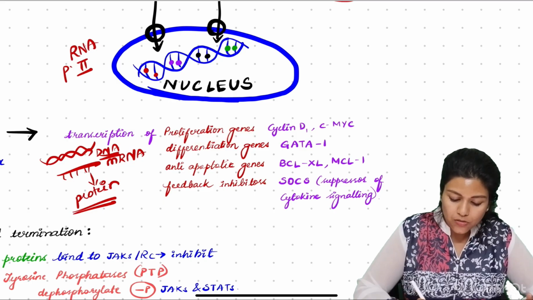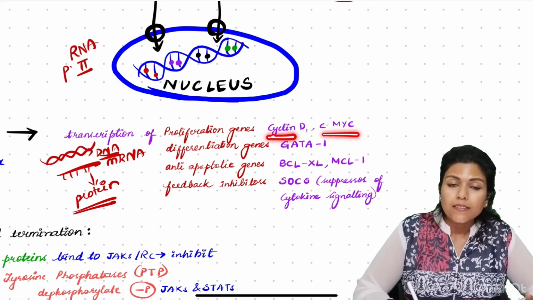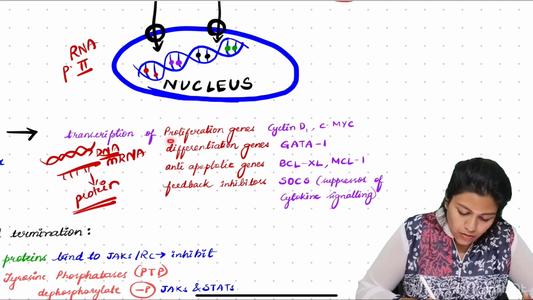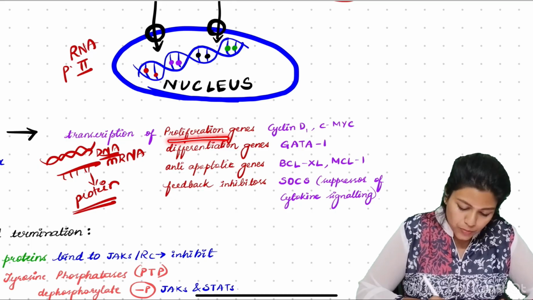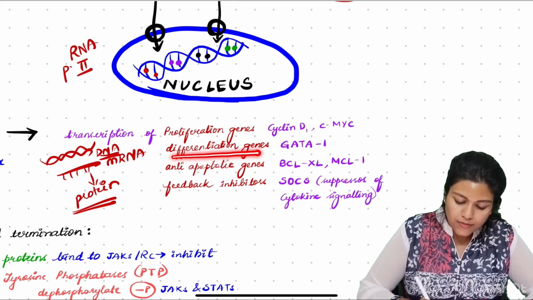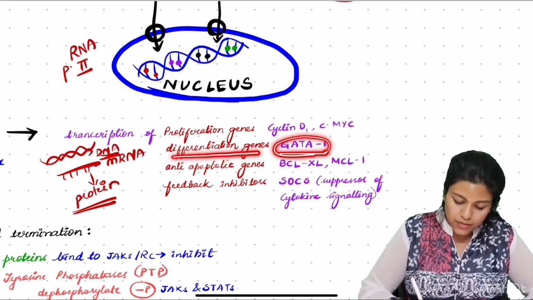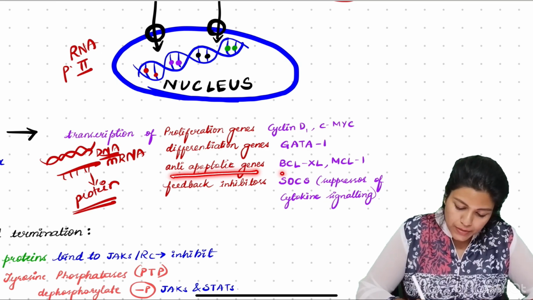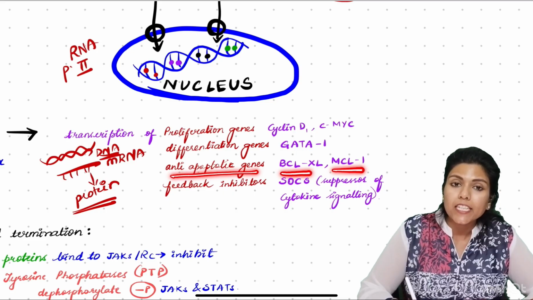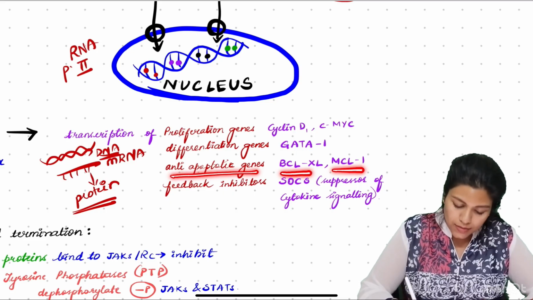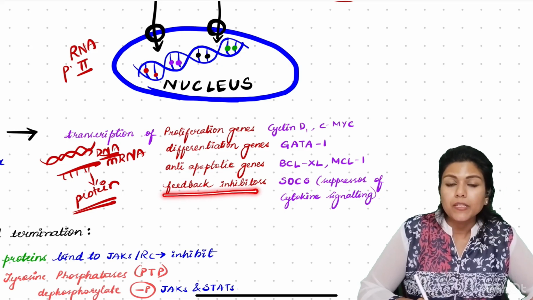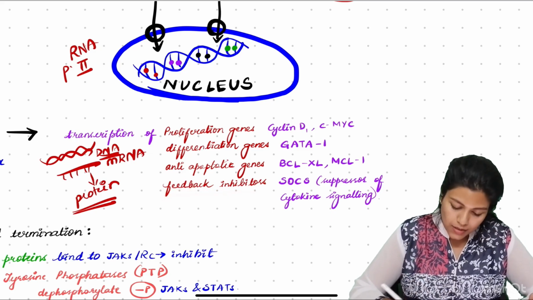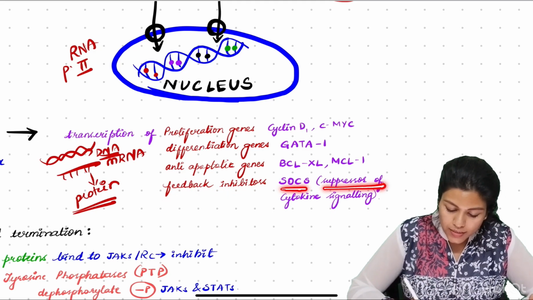It will result in production of proteins like cyclin D and c-MYC. Cyclin D and c-MYC are involved with cell cycle proliferation. They'll cause the cell to enter into the cell cycle. So proliferation. Certain differentiation genes, like GATA1, a protein involved with cell differentiation. Anti-apoptotic genes which inhibit cell death, like BCL-XL and MCL1. These are the anti-apoptotic proteins which will inhibit cell death. And certain feedback inhibitors also. Feedback inhibitors means those that will suppress this own signaling, like SOCS. SOCS is a suppressor of cytokine signaling.